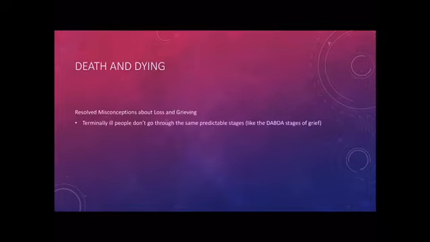So that's the misconception, is we think that people go through these stages one by one, and that's how they process emotions, and that's how it is for everybody. Everyone's in denial, then everyone gets angry, then everyone bargains, then everyone gets depressed, and then everyone accepts what has happened to them. That's not true. Terminally ill people don't go through the same predictable stages.